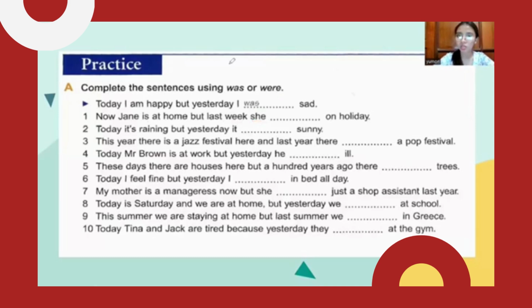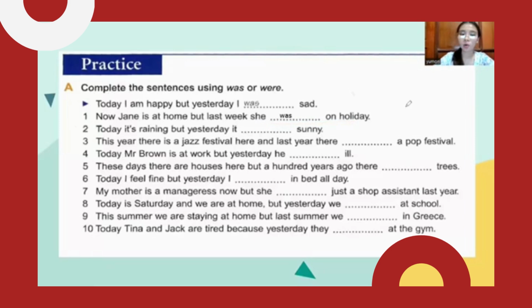So what shall we use? Was or were for singular? Yes, that's right. Was. She was on holiday. Alright? So can you do it on your own from 2 to 10?